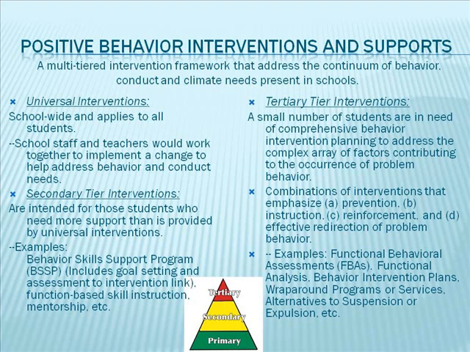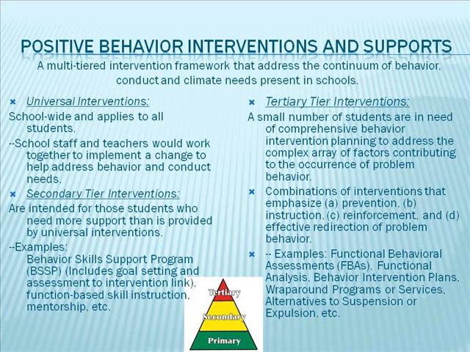Next, there are secondary tier interventions. These interventions are intended for those students who need more support than is provided by universal interventions. Examples may include behavioral skills support programs. This includes goal setting and assessment to intervention link, function-based skill instruction, and mentorship.